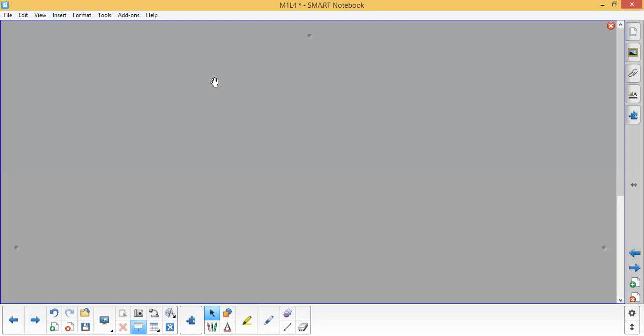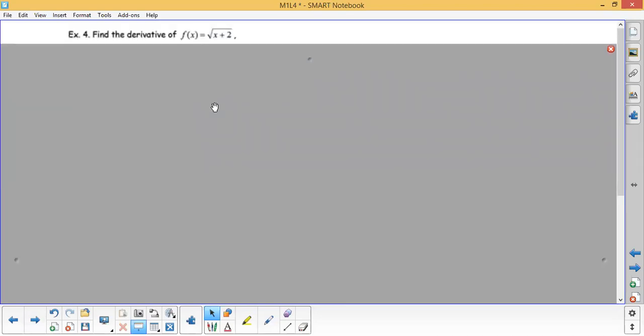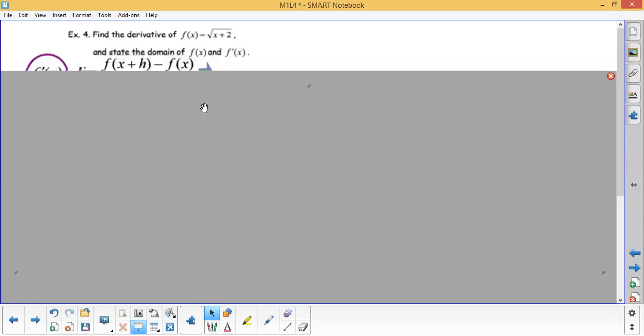Now this is an example of a function with a radical. f of x is equal to the square root of x plus 2. Now you will notice when you're doing your unit work that conjugating the radical can sometimes be a complex concept for some people.